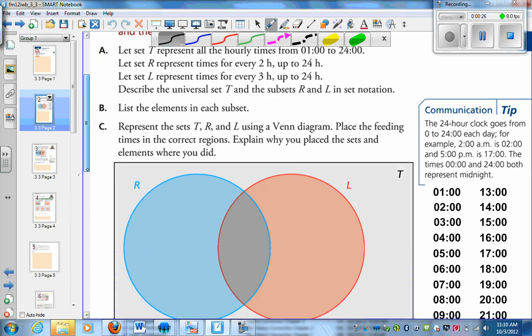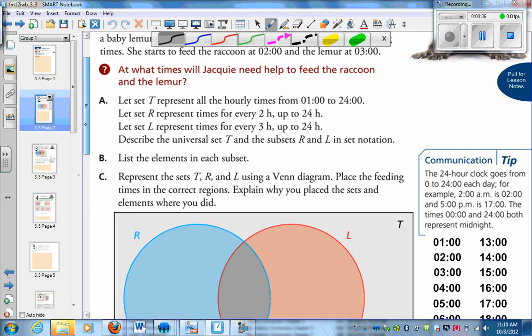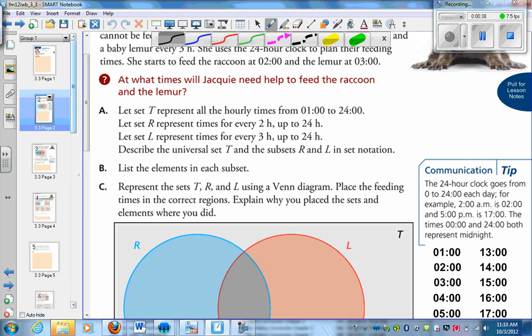So there's a little bit of a note here about the 24-hour clock. So we go 0, 2, 3, 4, 5, all the way up to 12. Then 1 in the afternoon is 13 o'clock, 2 in the afternoon is 14 o'clock, and so on. They chose to use the 24-hour clock because it's going to be easy. So let set T represent all the hourly times. Let set R represent every 2 hours up to 24 hours, and let set L represent every 3 hours up to 24 hours. Describe the universal set and the subsets in set notation.